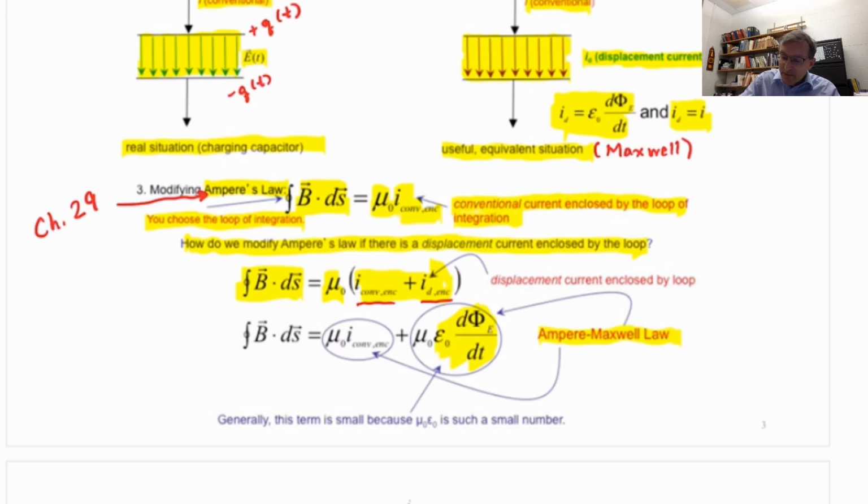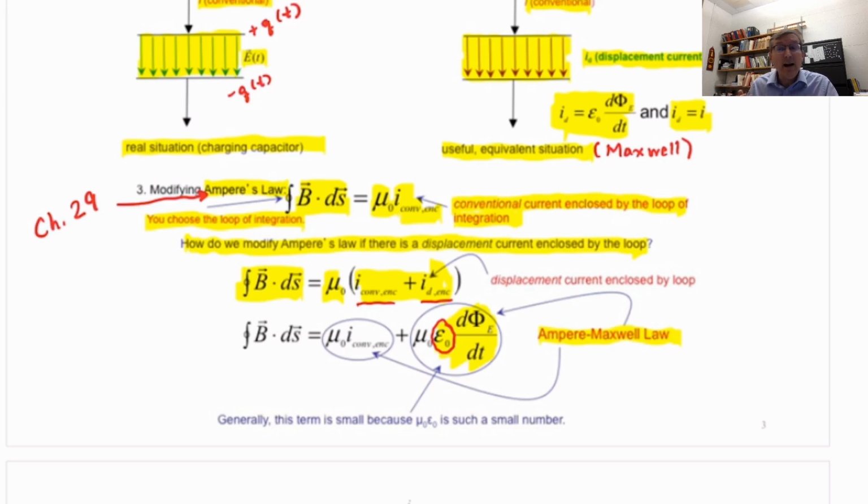After all, look at this expression I just mentioned for the displacement current, epsilon 0 times d phi sub e dt. Remember epsilon 0's value in SI units? 8.85 times 10 to the minus 12. Think about how small that number is. Notice that factor of epsilon 0 is present in the displacement current, but not in the conventional current. Because of that epsilon 0, this term that Maxwell added is in almost all situations extremely tiny.